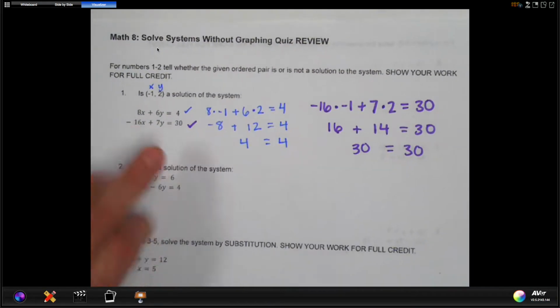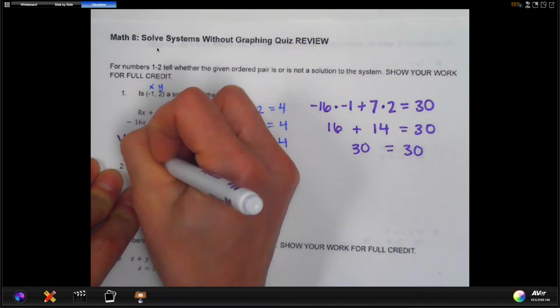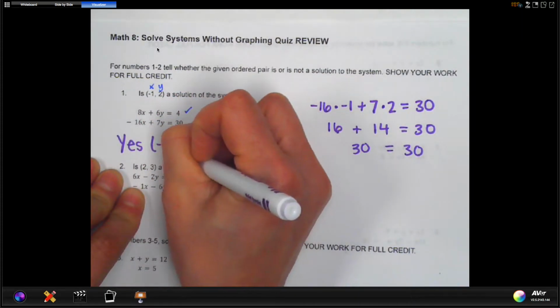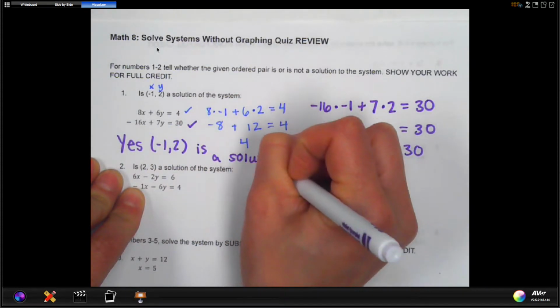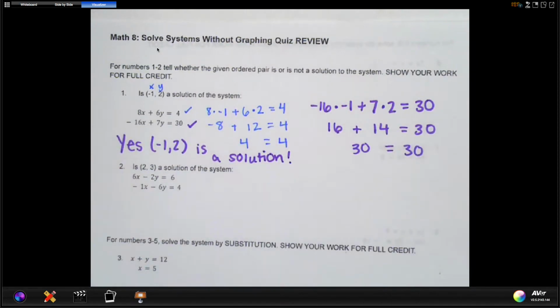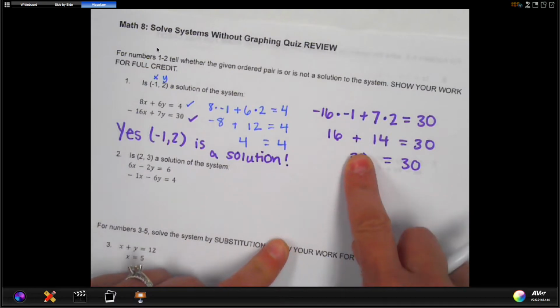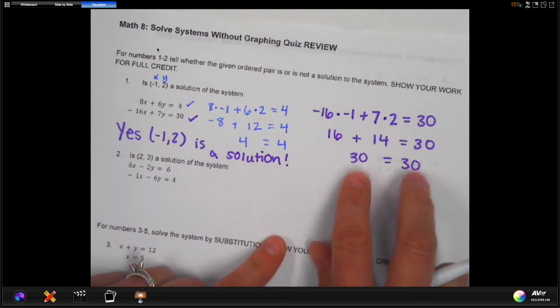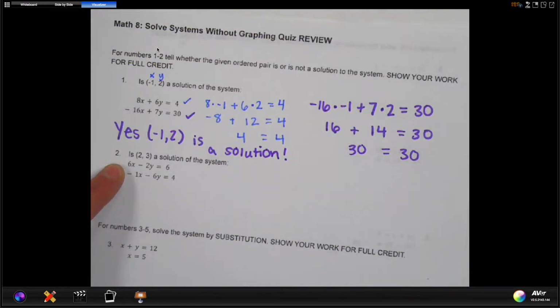So is -1, 2 a solution to the system? The answer is yes, it is a solution. Now, if either of them did not work, for example, let's say we had done one of these and we had gotten 2 different numbers, then the answer is no, it would not be a solution. So I'm going to leave number 2 for you to try on your own, and you can check back with me later if you need to know the answer there.